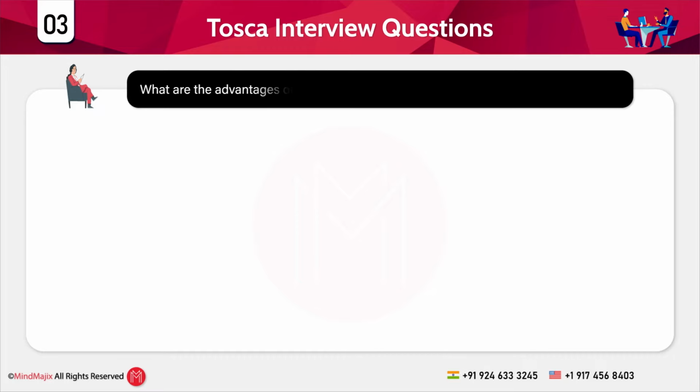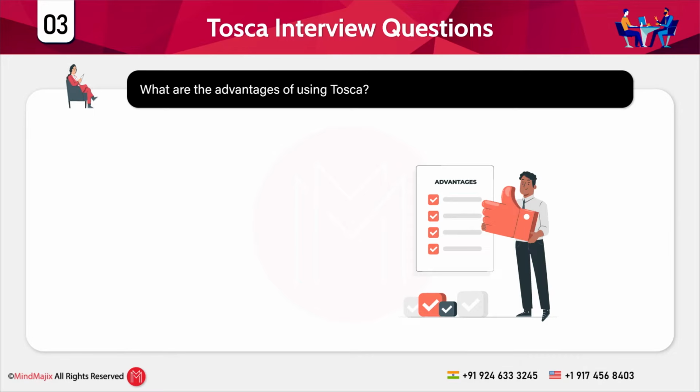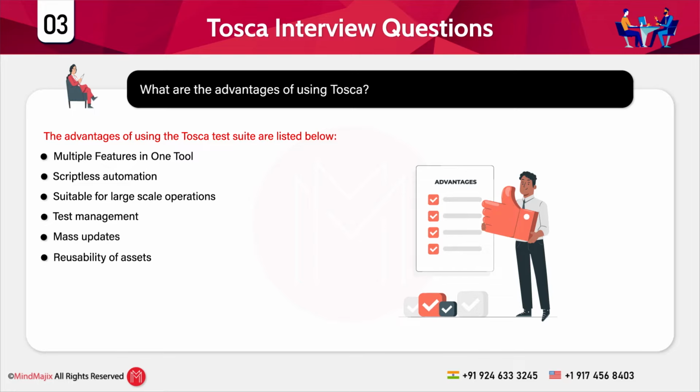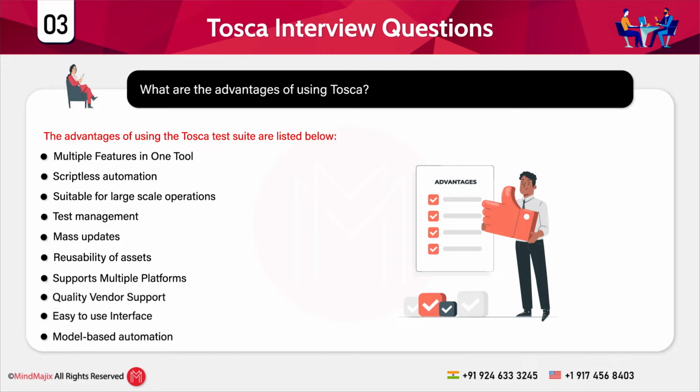The next question is, what are the advantages of using Tosca? As you can see on the screen, these are the various advantages that you must mention. The first and foremost advantage is that you have multiple features in one single tool. Next, you have scriptless automation, and it is also suitable for large-scale operations. The next point is test management. After that, you also have mass updates and reusability of the assets. Apart from this, Tosca supports multiple platforms and it has quality vendor support. Next, it has an easy to use interface. And last but not the least, it has model-based automation.